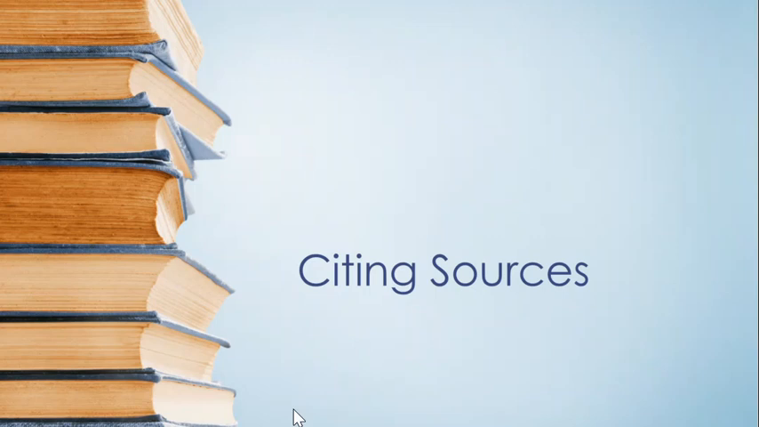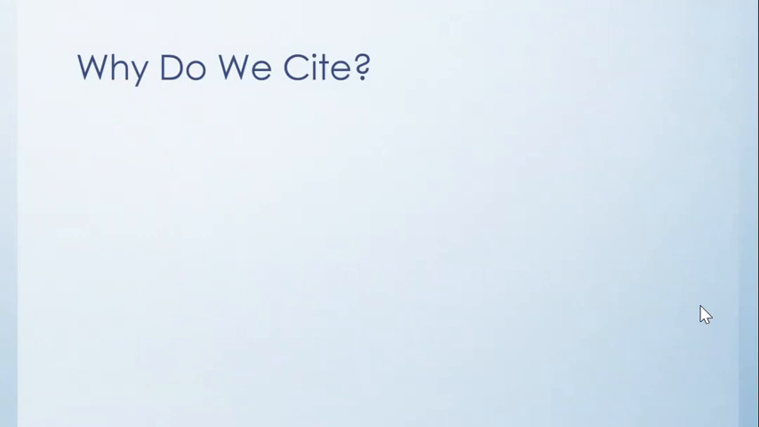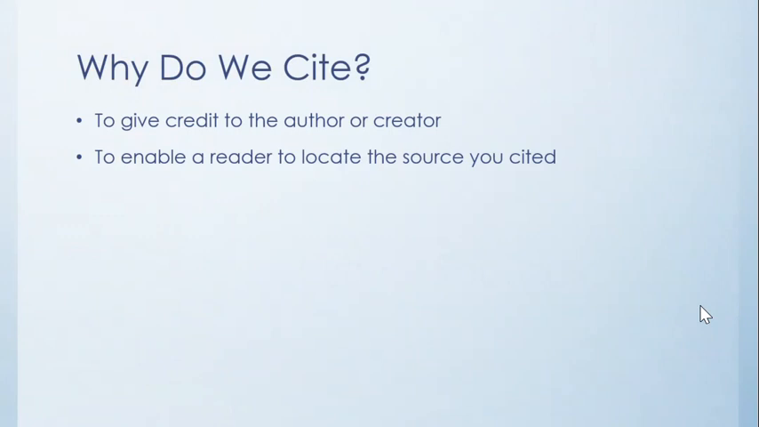Citing sources is a very important part of your research, both in terms of locating sources to begin with and in writing your paper. So why do we cite? One reason is to give credit to the author or creator. Another reason is to enable a reader to locate the source that you have cited.